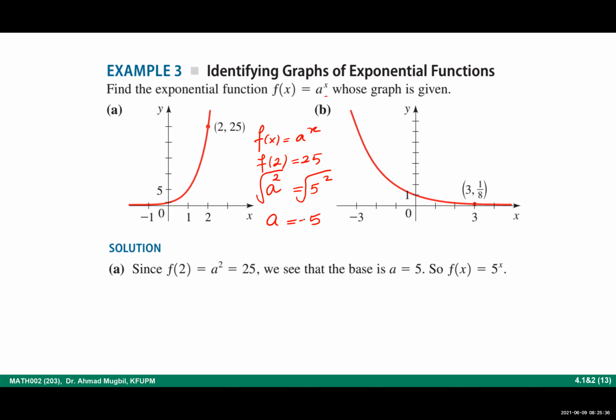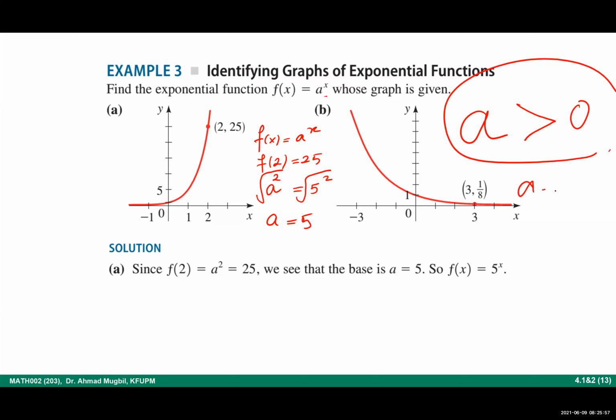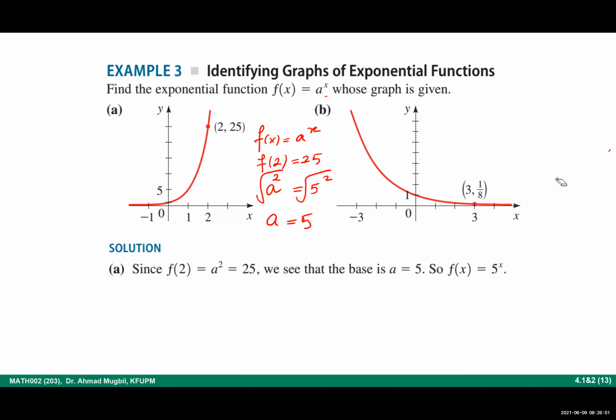Someone of you will say, we will take the square root. Why does a not equal positive or negative 5, Shabab? Why is a not positive or negative 5? Because here it said don't take minus. a is always greater than 0, and a also does not equal 1. Be careful. Wherever we have an exponential function, a is always greater than 0. So this is why we don't take the negative values.